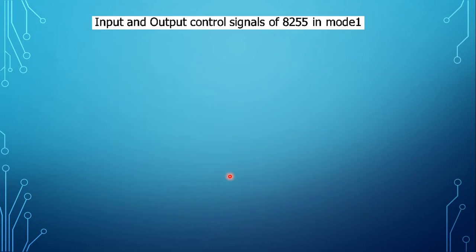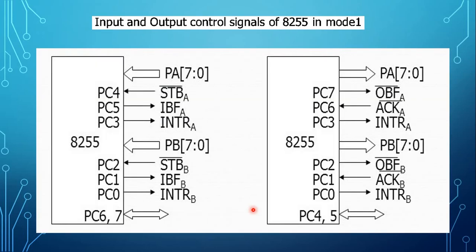Then mode 1. This is known as the strobed input or output port. Only port A and B can be programmed to operate in this mode. When a port is in mode 1, data transfer to or from this port takes place using certain control signals through port C. So port A and port B can be used as input or output ports, but port C is used for control signals for port A and port B operation.